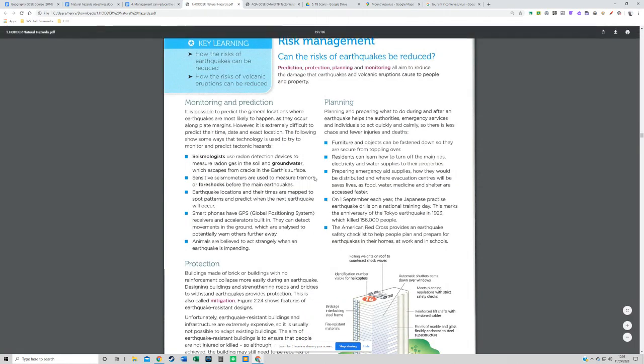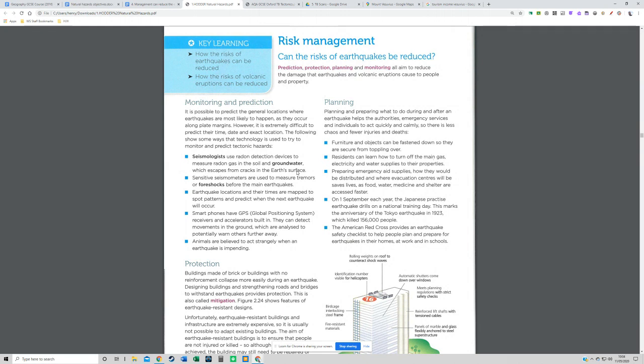So if we're trying to monitor an earthquake or a volcano, what you might do is monitor the past patterns. Or for a volcano, if it starts changing shape, you might be able to predict what's going to happen next. But then you've got to take that to the point where you can actually say, okay, so then we can actually reduce the risk.